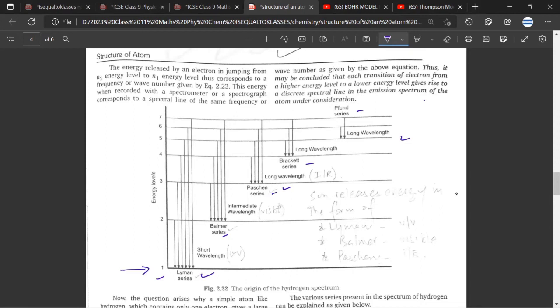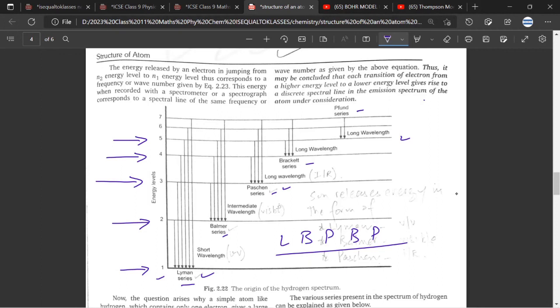They have defined a name: when the excited electron falls into the first orbit, it will be called the Lyman series. Then in the second, it will be called Balmer. Third, it will be called Paschen. Then Brackett. Then Pfund. Are we clear? These are the names that you will have to remember: Lyman, Balmer, Paschen, Brackett, Pfund. LBP. Are we clear?